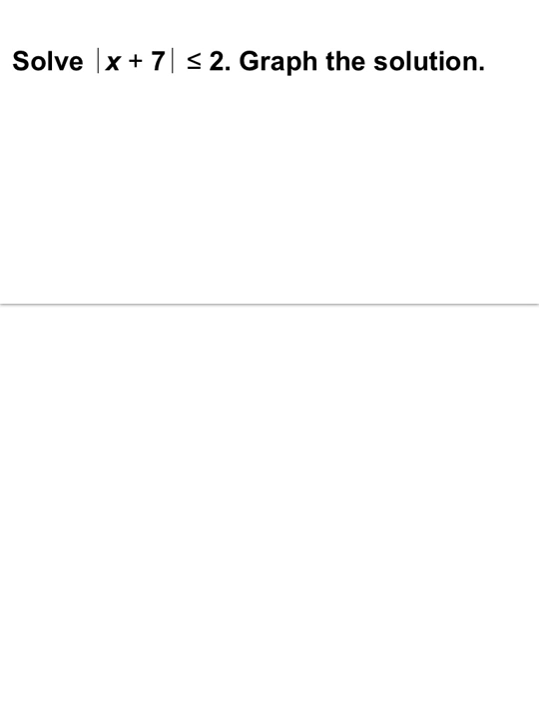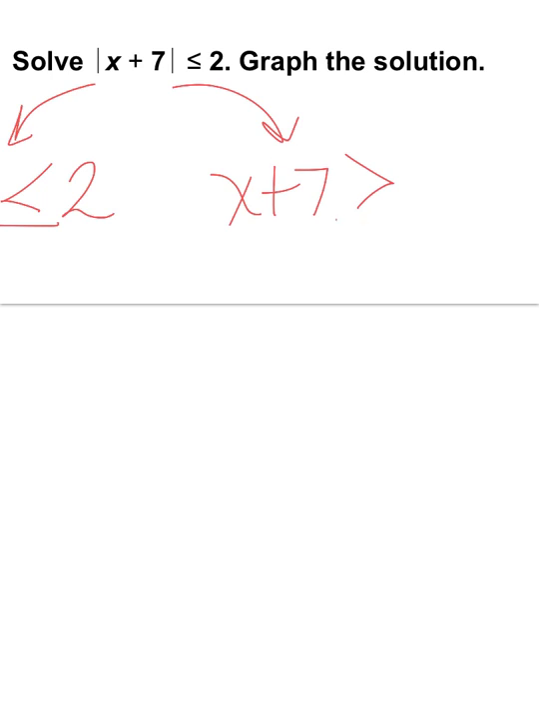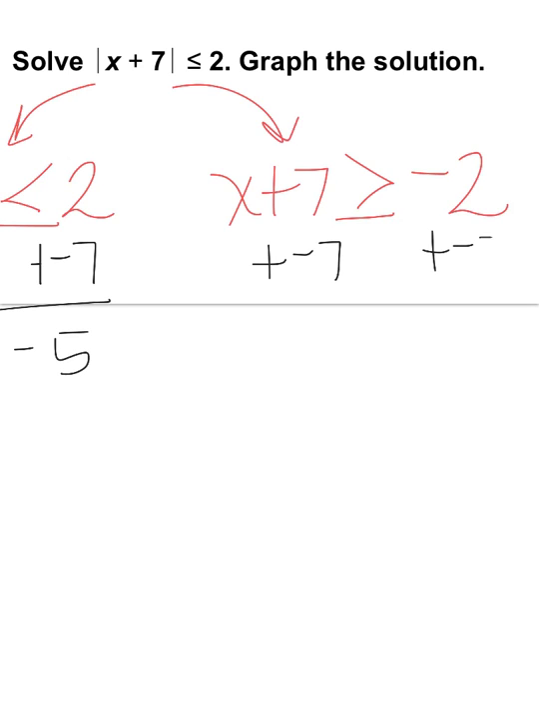So first I'm going to start off by making my two inequalities. So I'm going to go x plus 7 is less than or equal to 2. And the second one will be x plus 7 is greater than or equal to negative 2. And now let's just solve. So I'm going to add a negative 7. And for the first one, I get x is less than or equal to negative 5. Add a negative 7 to the other one. X is greater than or equal to negative 9.